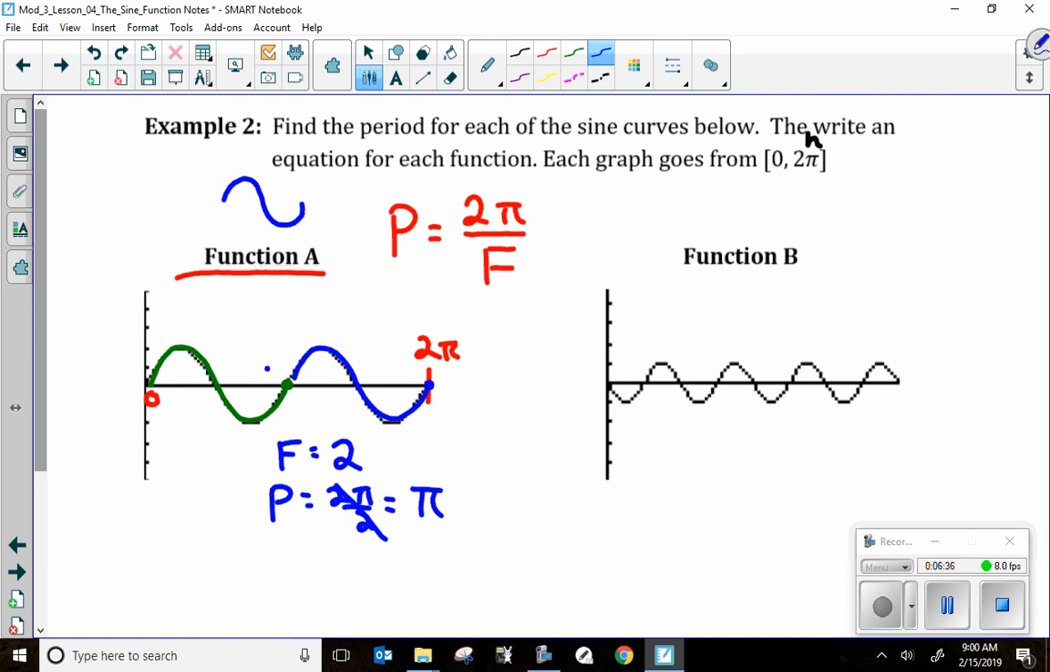And doesn't that make sense? This is pi. Period is the length of one curve. And absolutely, 100%, one curve goes to pi. And that's what we figured out. That's the period. That's the first thing we need.